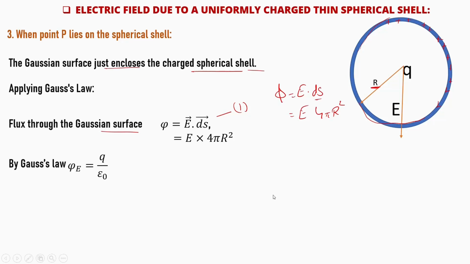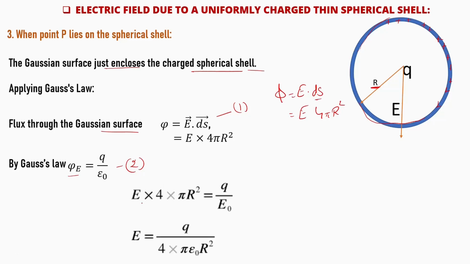Next step: by using Gauss's law, flux is equal to Q by epsilon naught. So again this is our second step. Two flux equations we need: the first by definition and the second by Gauss's law. Again we have to equate these two equations. Equating their RHS, E into 4 pi r square is equal to Q by epsilon naught. On rearranging, E is equal to Q upon 4 pi epsilon naught R square, with capital R here.